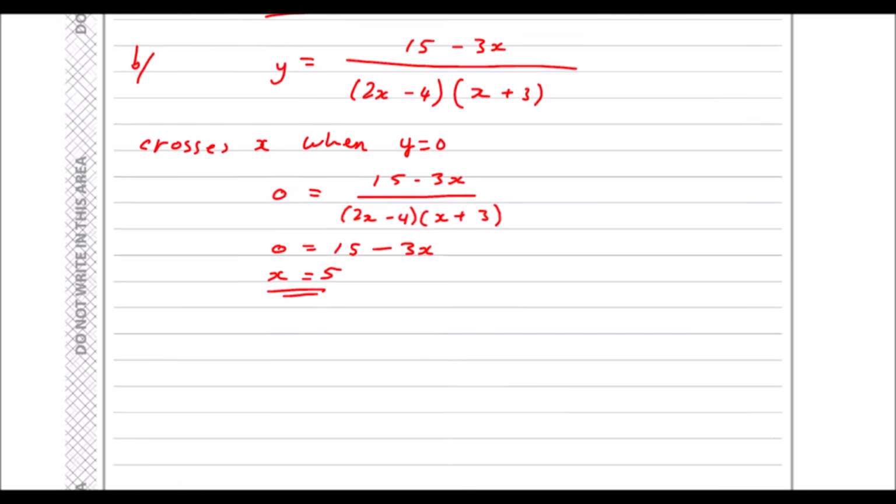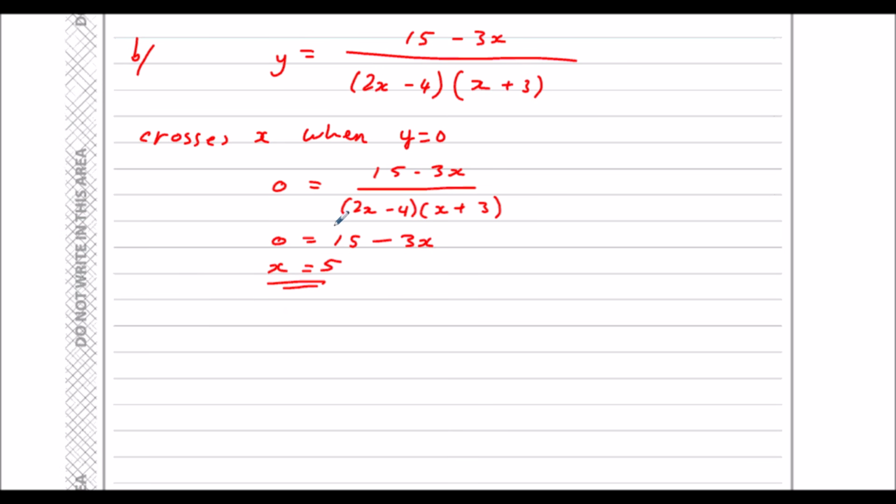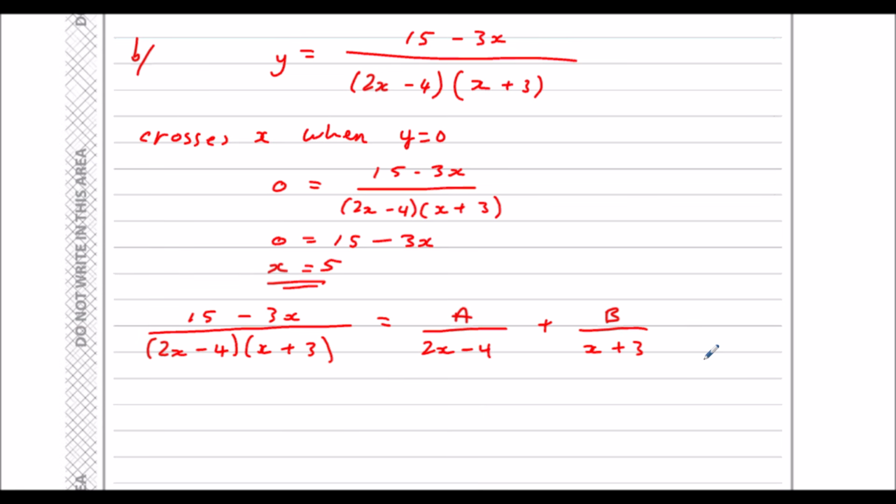To integrate this, we need to split it into partial fractions. So we're going to say that (15 minus 3x) over (2x minus 4)(x plus 3) is equal to A over (2x minus 4) plus B over (x plus 3). So let's think of this as multiplying through everything by (2x minus 4)(x plus 3). So we've got 15 minus 3x on the left side. And we've got A, the 2x minus 4's will cancel, so A times (x plus 3). And we've got B, the x plus 3's will cancel, times (2x minus 4).